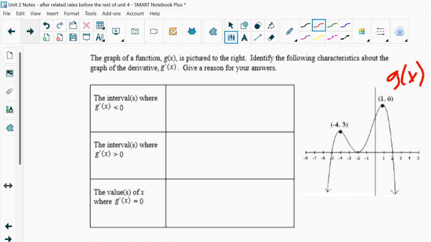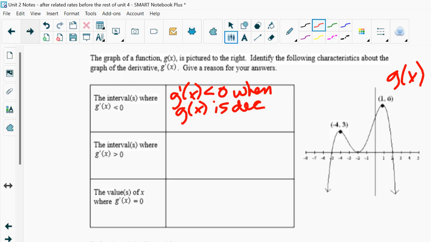So before I even give the answer to this, I'm going to give the reason. The intervals where g prime of x is less than 0, I'm going to say g prime of x is less than 0 when g of x is decreasing. That is your reasoning. If they ask you to give a reason or justify your answer, that is the reason. Now you have to look at this graph and tell me where is it decreasing.